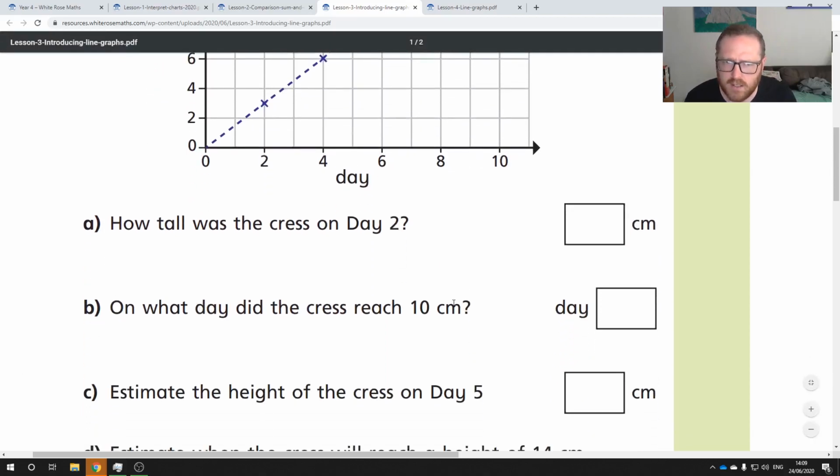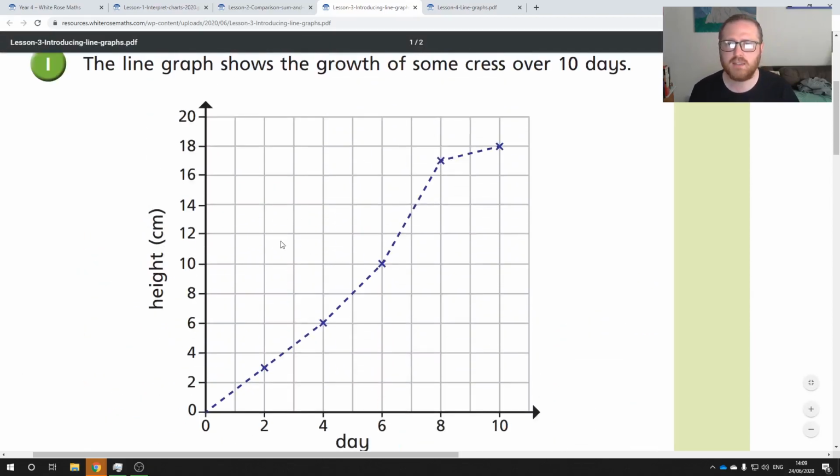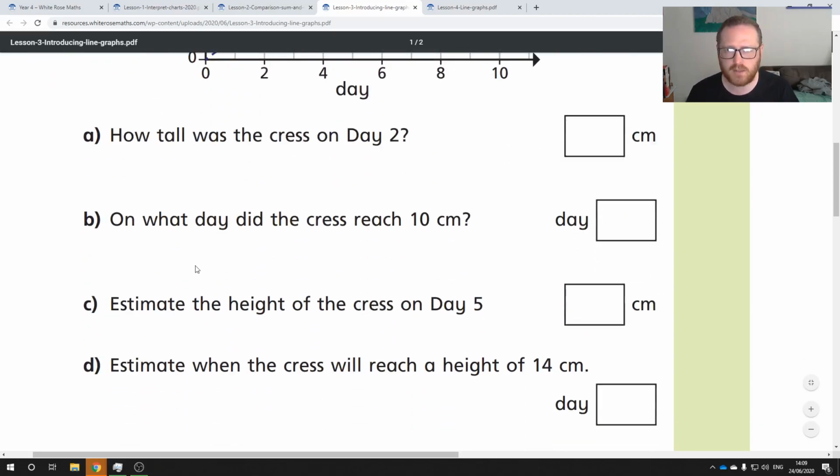On what day did the crest reach 10 centimeters? So here's 10, and you go across until you find the correct day. Estimate. So here is where these line graphs really come into play.